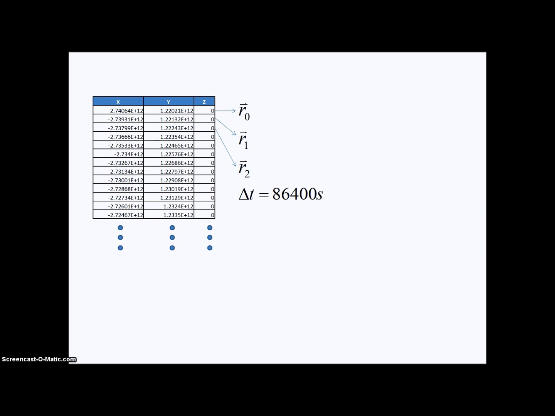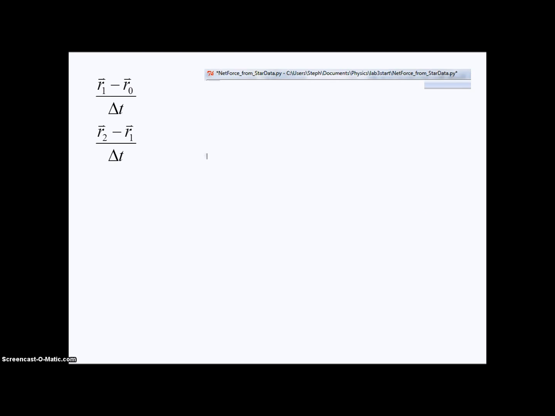Each row of the CSV file contains the x and y coordinate of the star at a given time. The star's orbit is in the xy plane, so we can say that z is 0 at all times. We know that the time interval between each line, delta t, is 86,400 seconds. We can now calculate certain properties for the system.